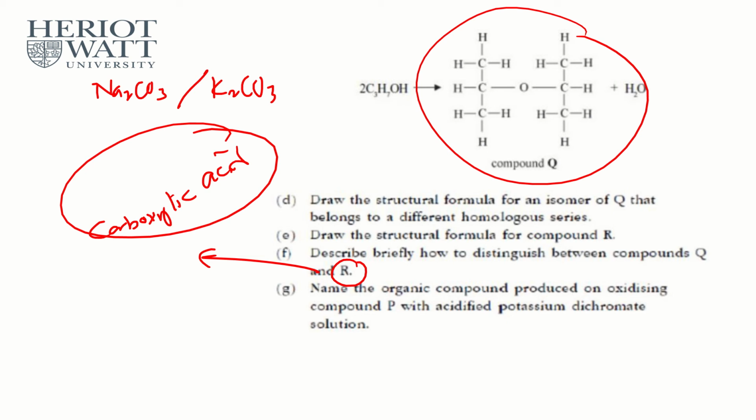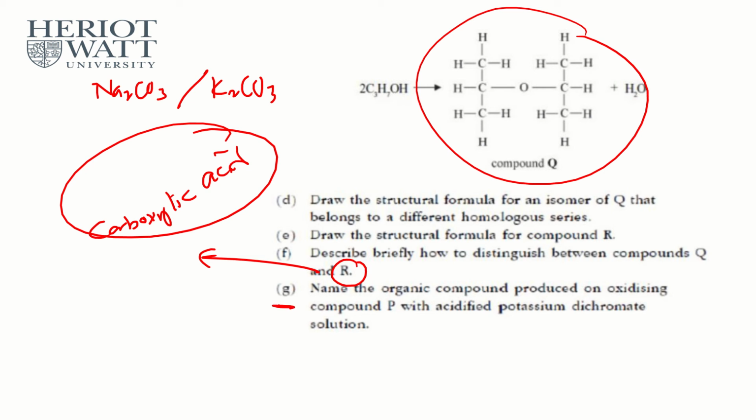So therefore, to distinguish carboxylic acid from any other homologous series, carbonate is used, and the expected observation will be effervescence. And the gas produced is actually carbon dioxide, which we can test using lime water, right? Later it will turn milky. All right, that's for F, to distinguish carboxylic acid from anything, not only from ether, from any other homologous series.